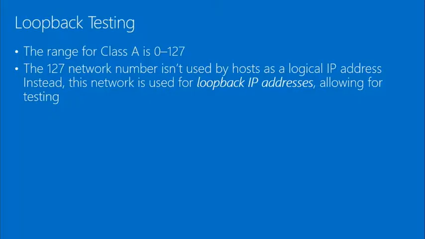Good times. Loopback testing. So as we've mentioned, not all of the addresses are valid within the range. The range for Class A is 0 to 127. 127, though, is used for what's referred to as a loopback address. And loopback testing allows you to basically ping your own machine. So if you want to basically gain access to your own machine, you would ping 127.0.0.1.